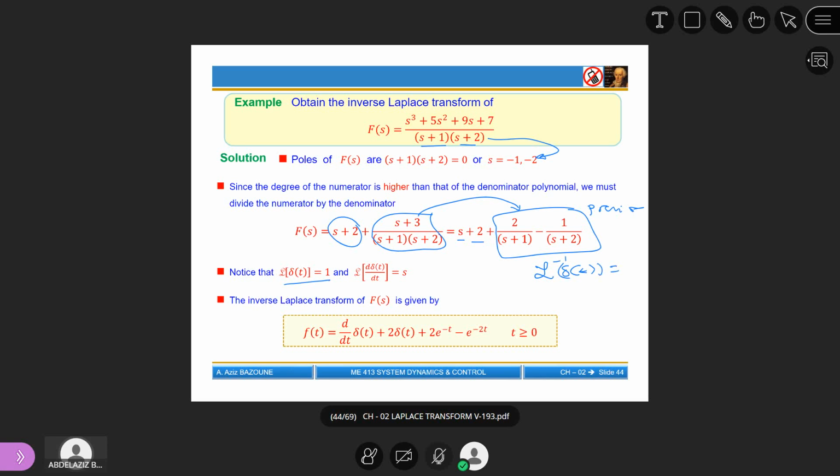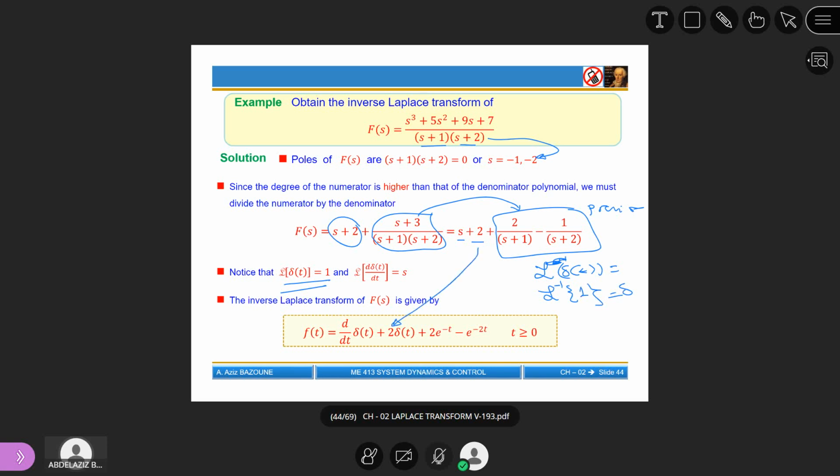Since the Laplace transform of delta t is equal to 1, the inverse Laplace transform of 1 will be equal to delta. So now I have a number multiplied by 1. So this will be 2 delta t.